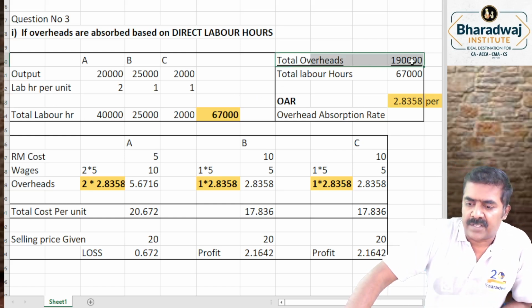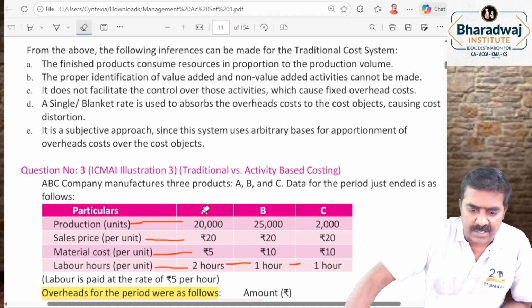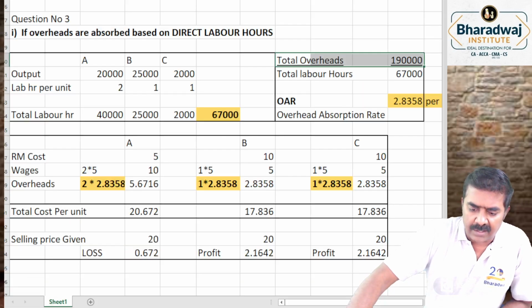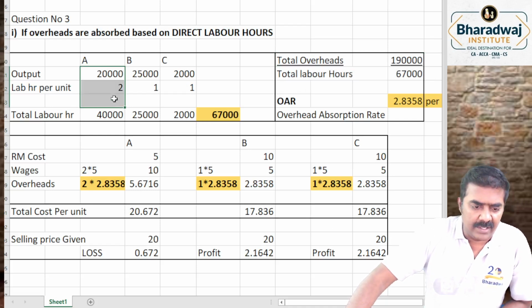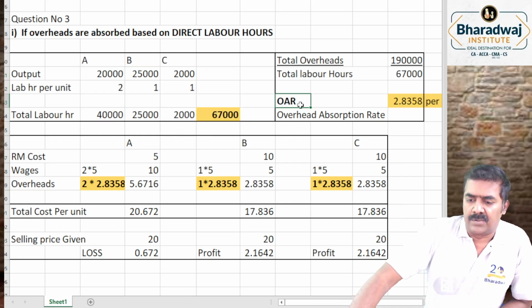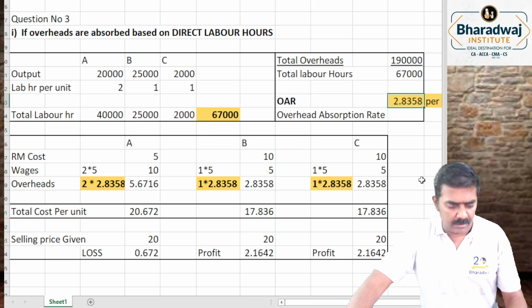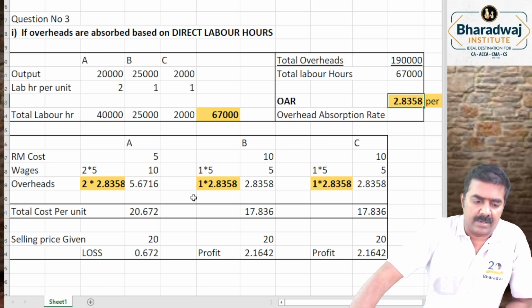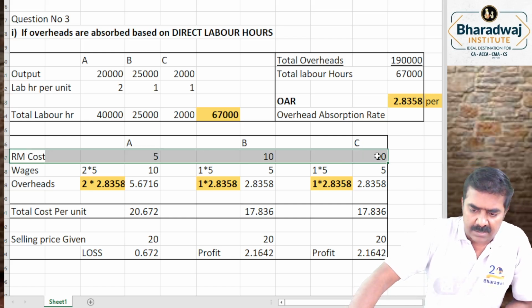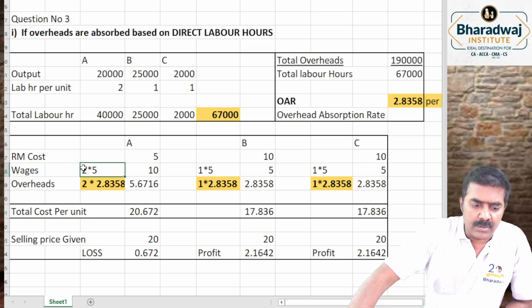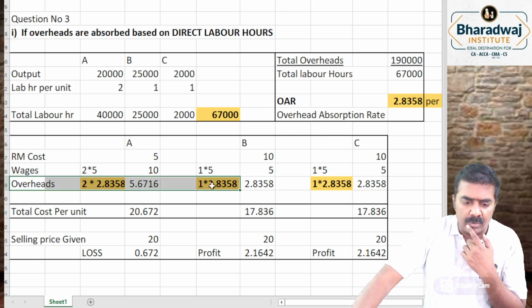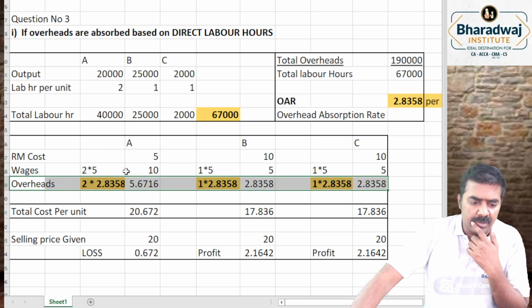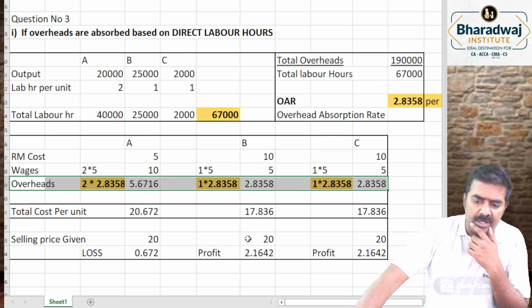I repeat once again. Any doubt in total overheads? That is given in the question: 1,90,000, divided by total labor hours. We work out 20,000 into 2, 25,000 into 1, 20,000 into 1, which is 67,000. The overhead absorption rate is 2.8358 per labor hour. Raw material cost per unit is given in the question. Wages: 2 hours into 5 rupees, 1 hour into 5 rupees, 1 hour into 5 rupees. Overheads are charged based on labor hour: 2 into that rate, 1 into that rate, 1 into that rate.